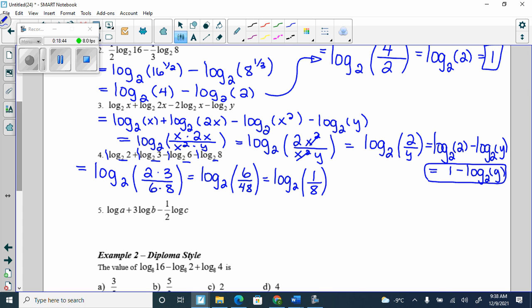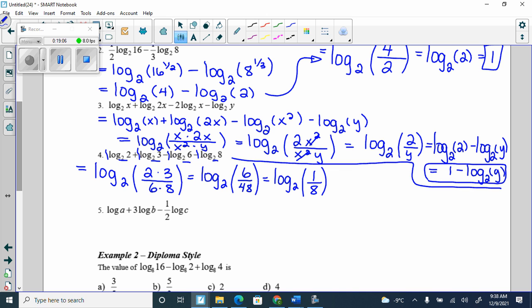1/8 can be rewritten as what? Well, 8 to the negative 1 or 2 to the negative 3. Because whenever you have it over in a fraction, you can raise to the power of negative 1. So if 8 is 2 to the 3, 1/8 is 2 to the negative 3.